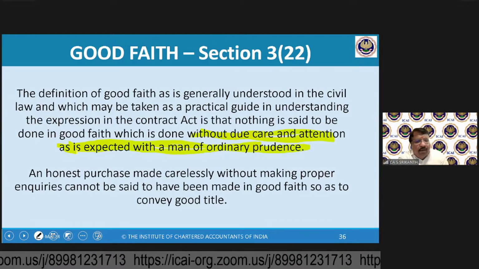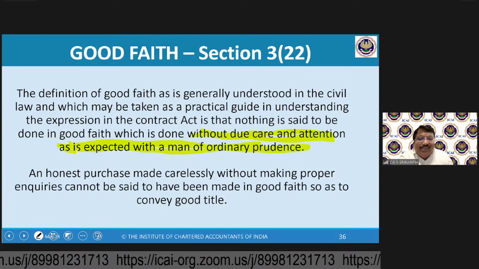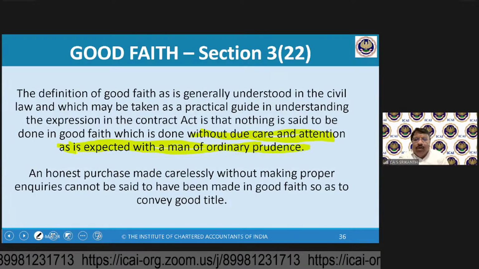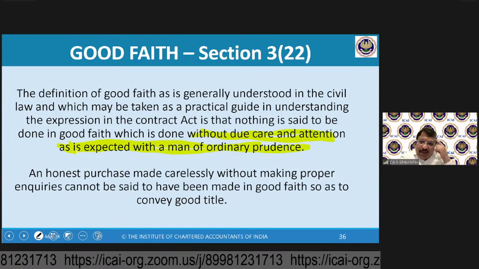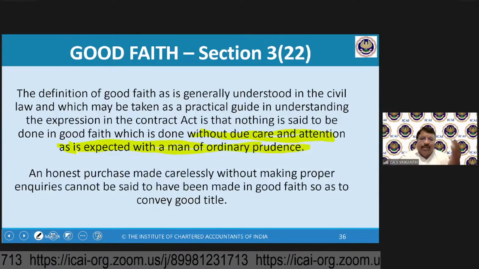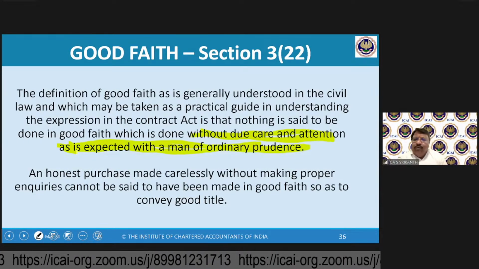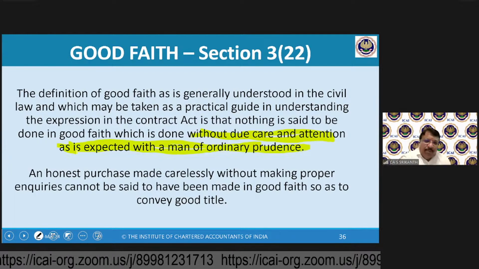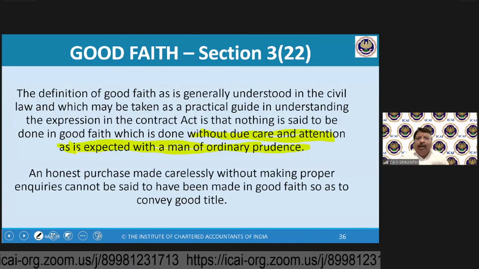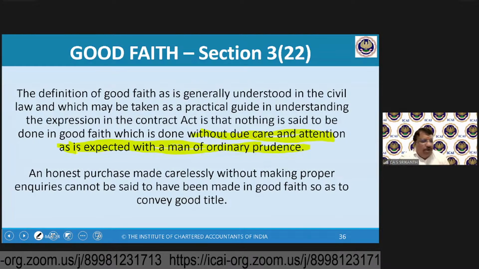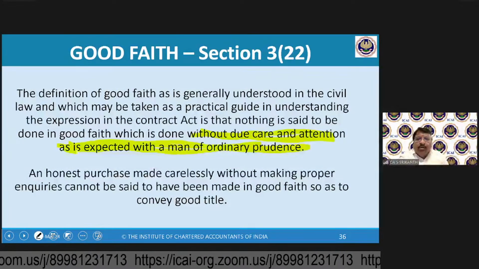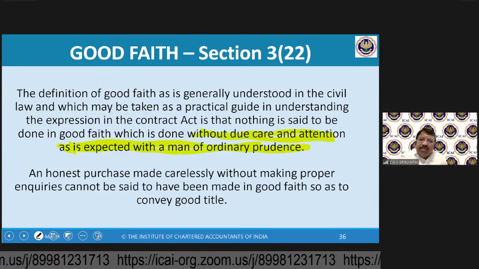So your friend, without due care and attention, as is expected with a man of ordinary prudence. Are you able to understand now what he should have done? A man of ordinary prudence. He knows my regular number. He knows I am a practicing chartered accountant in the city of Chennai, and forget it, that I will borrow 20,000 or not. 20,000 is a big amount. You should at least call me and ask me. So, Srikanth, I got a message like this. This is your message. Do you want 20,000 rupees? Without all that, our friend has sent money.